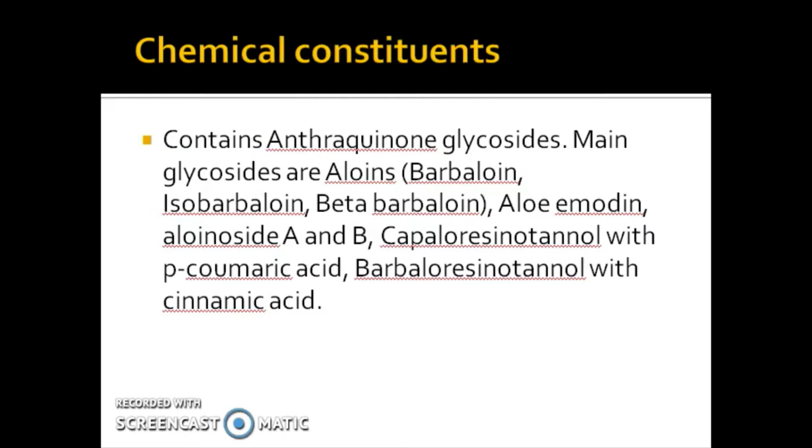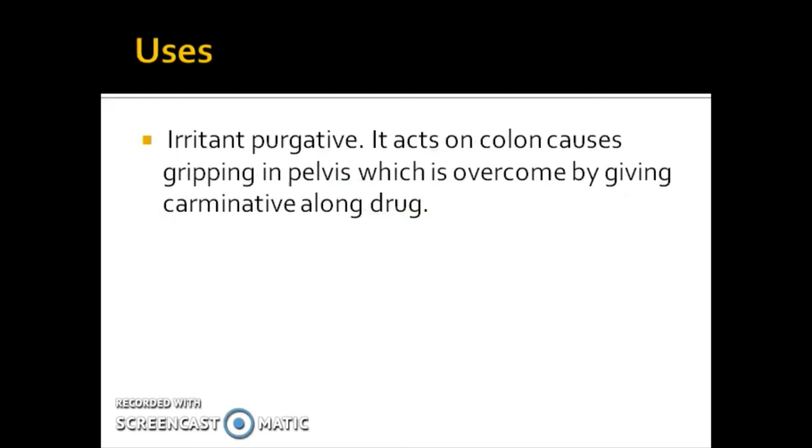Chemical constituents. It contains anthraquinone glycosides. Main glycosides are aloin, barbaloin, isobarbaloin, beta-barbaloin, aloe-emodin, aloinoside A and B, capeloresinotannol with p-coumaric acid, barbaloresinotannol with cinnamic acid. Uses. It is an irritant purgative. It acts on the colon, causes gripping in the pelvis, which is overcome by giving a carminative along with the drug.